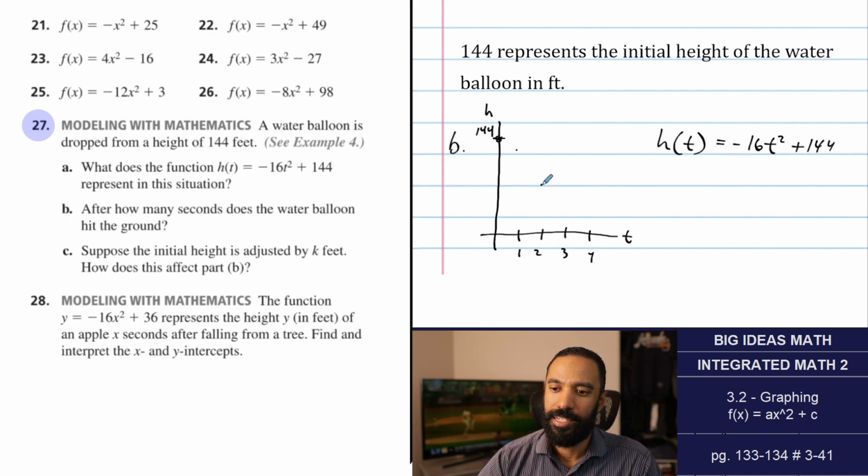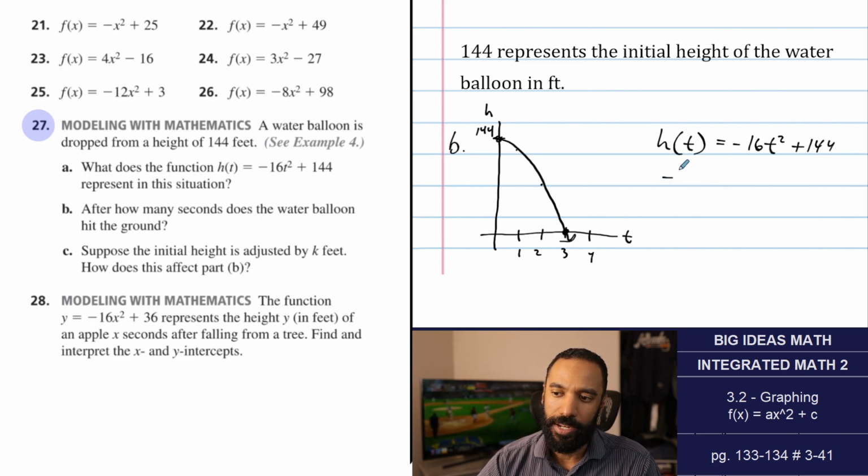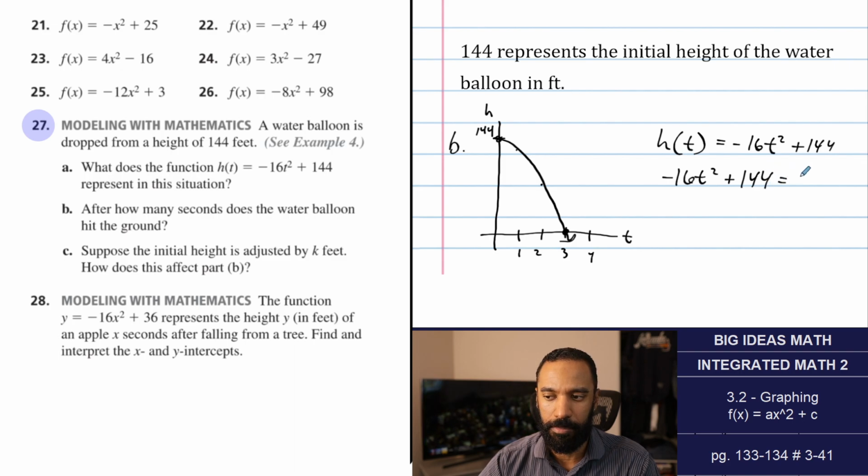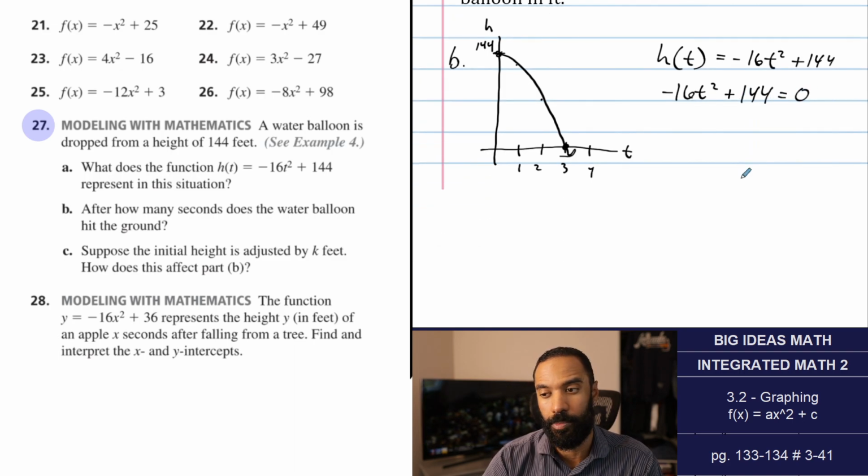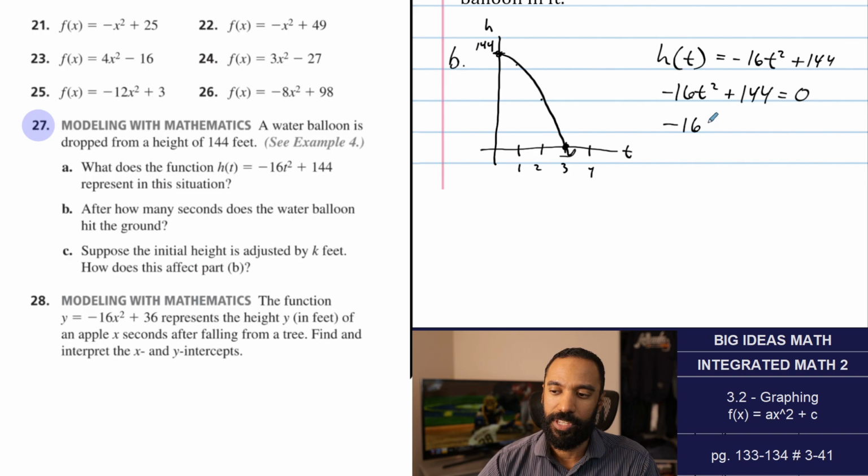Over 3, down 9 times 16. 9 times 16 is 144. So it will end up hitting down there like that. So it is when t equals 3. Let's go ahead and solve that mathematically in case that was kind of weird as far as what I plugged in, because I know specifically what I'm doing with those. You might not. I can factor negative 16 out of here, and I will get t squared minus 9.